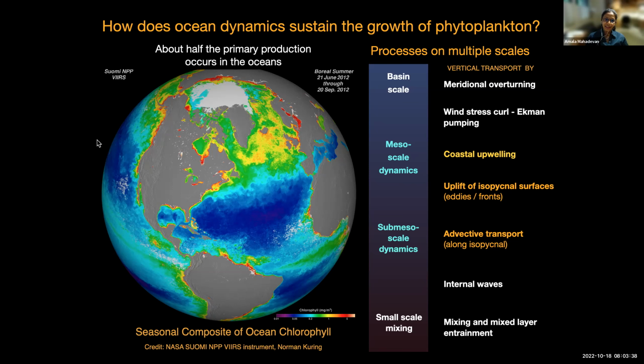And that also means that if you intermittently or sporadically bring some water up or bring some water down, then it's going to have an effect. For example, if you bring up some water that is nutrient rich, you bring it into light, then you expect there's some biological response to it. So I want to start by acknowledging that these vertical motions occur on multiple space and time scales.